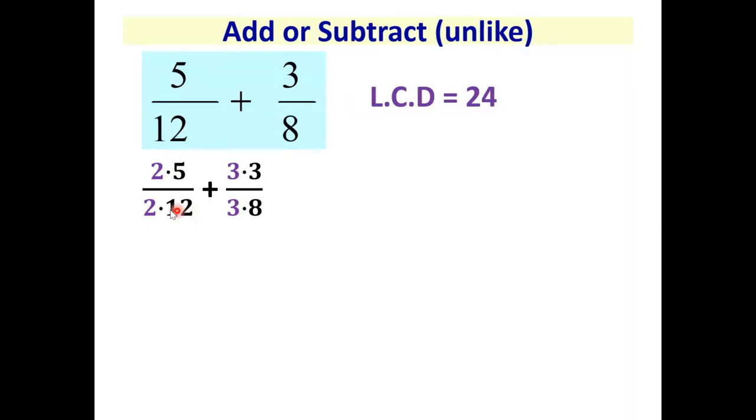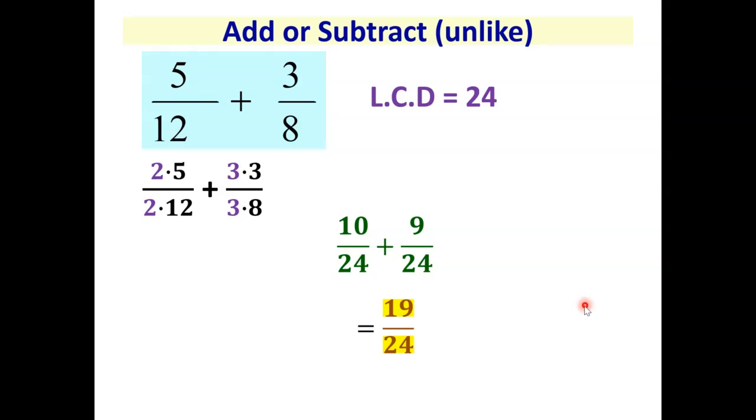Here we go. 12 times 2 is 24. Same thing, 5 times 2 will give me 10. 3 times 8 in the denominator gives me 24. So if I do the same thing on the top, it will give me 9. This is what I get. You see, what I did is changing unlike fractions into like. Now we know what to do. Just keep the 24 as is, and you will add the top. You should get 19 over 24, which is already in the lowest term.